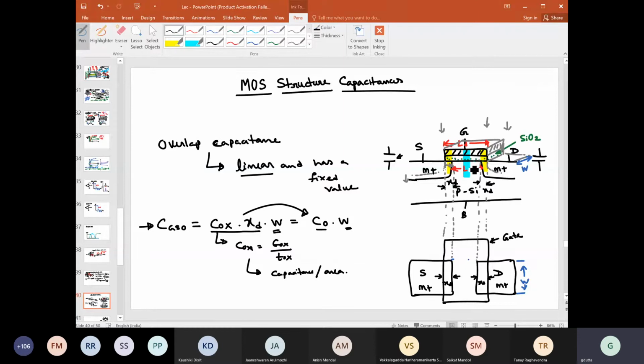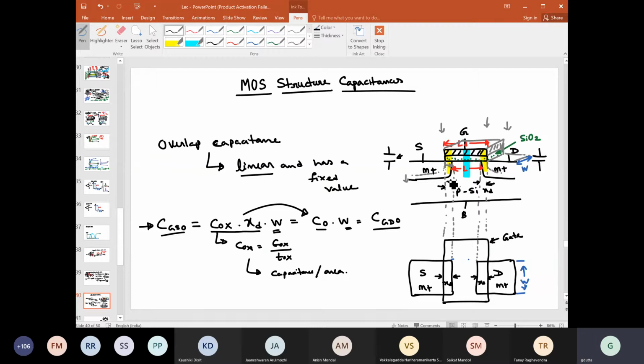And if we say that this is a symmetric device, symmetric structure, then we can also say this CGS naught is basically nothing but CGD naught, or CGDO, basically we can say O to denote it as overlap capacitance, right? So this is gate to drain overlap capacitance, and this is gate to source overlap capacitance, right?